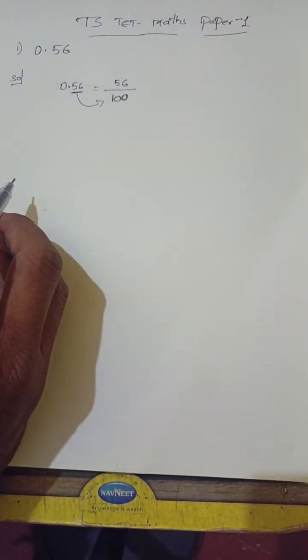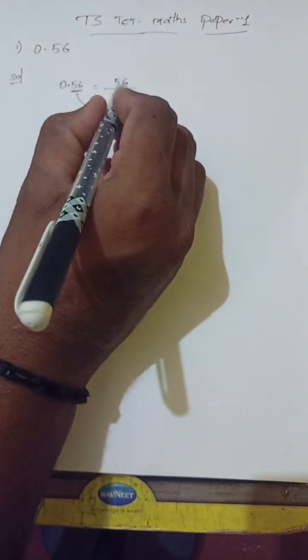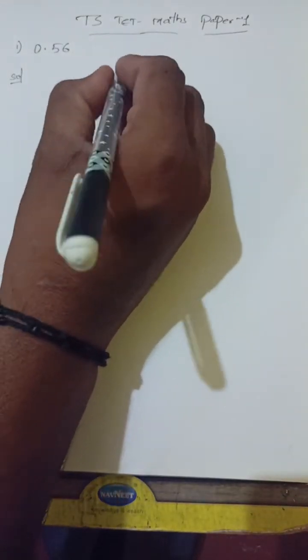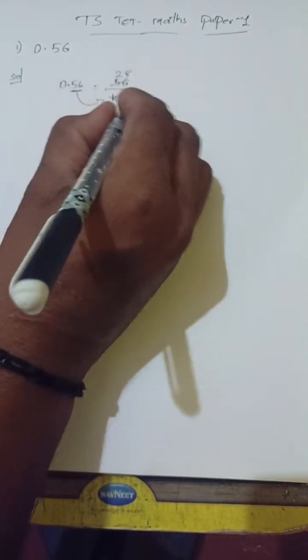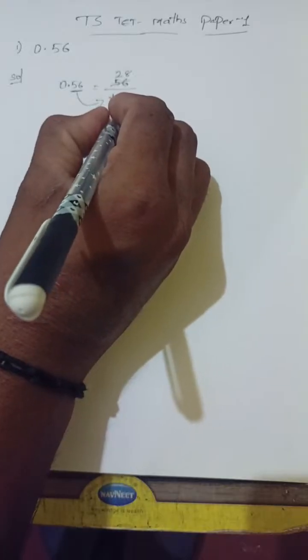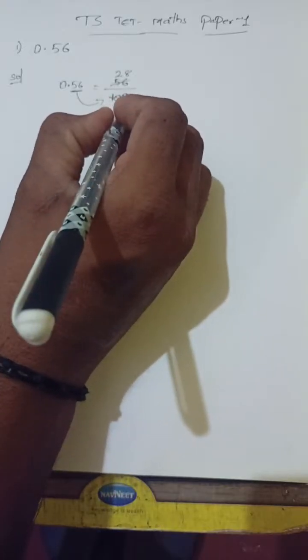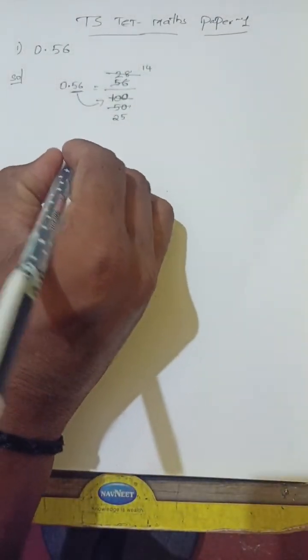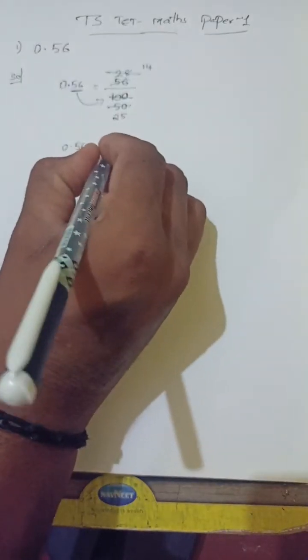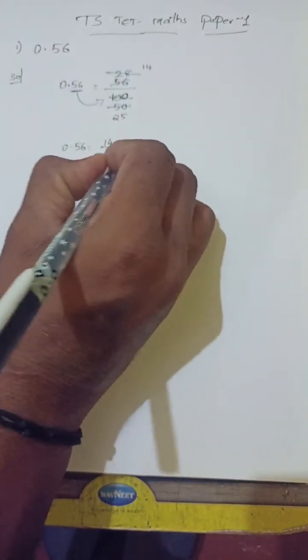Will any cancellation take place? We can cancel with the 2 table. 2 2s are 4, 2 8s are 16, 2 5s are 10, and 2 zeros are 0. Again with the 2 table, 2 1s are 2, 2 4s are 8, 2 2s are 4, 2 5s are 10. The final answer: 0.56 can be written as 14 by 25.